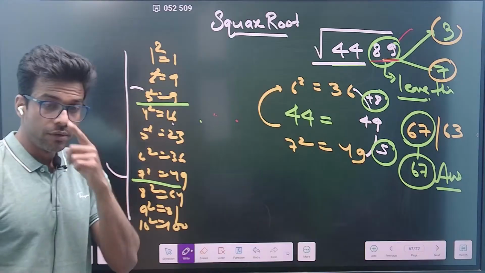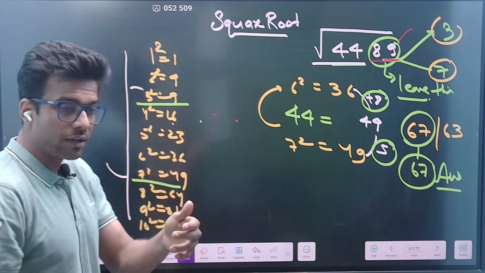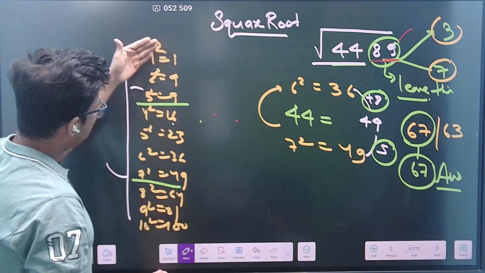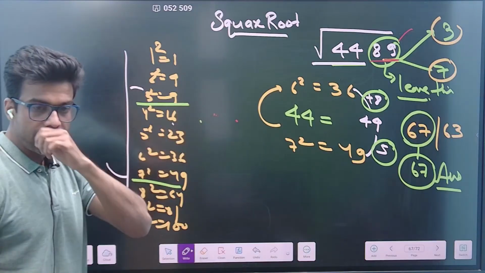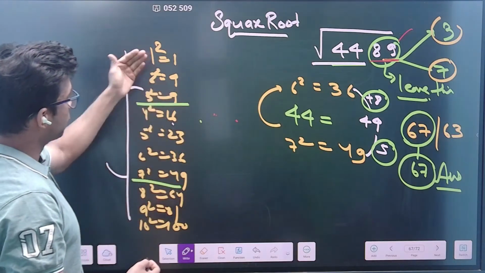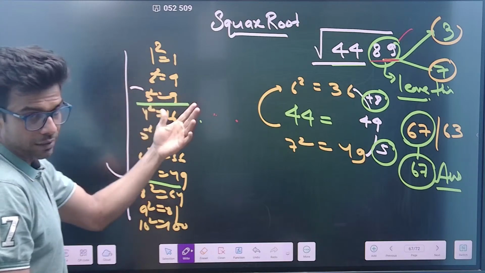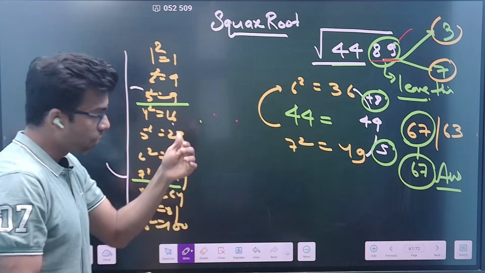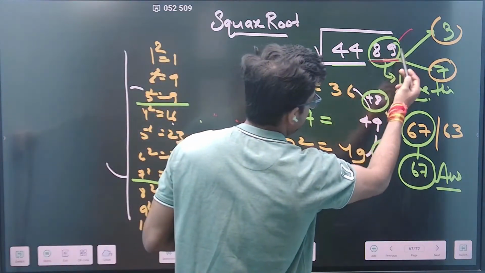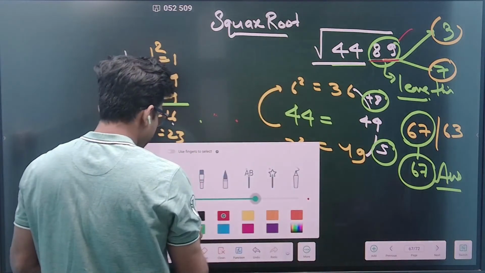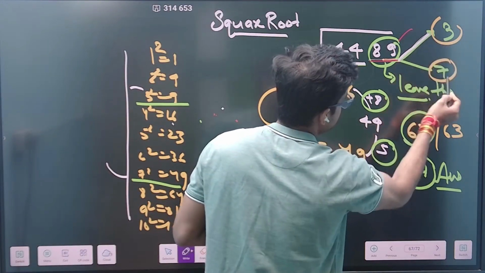And I have always taught you that perfect squares have a last digit of 1, 4, 9, 6, 5, 6, 9, 4, 1. So any perfect square will have a unit digit from 1, 4, 9, 6, 5. The rest are numbers which do not lie under perfect squares. So if 9 is at the unit place, I taught you that a 9 comes in the unit place of 3 and 7, correct?